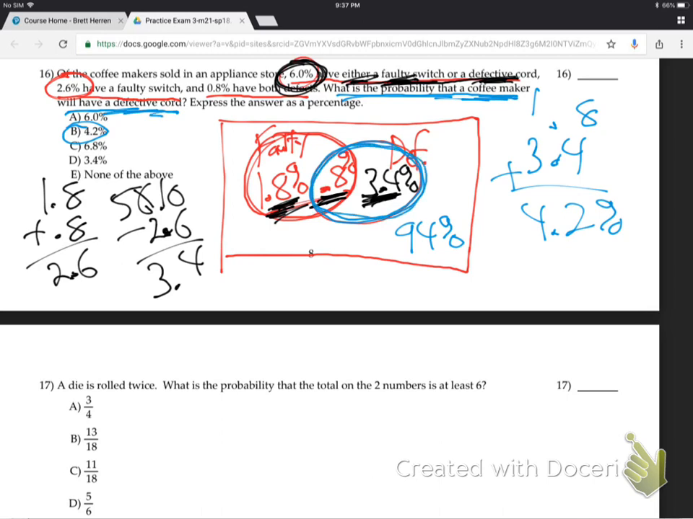Defective cord is the whole defective cord circle, which is 0.8 and 3.4 added up, 4.2%. There we go. All right, let's go back now and do number 14.